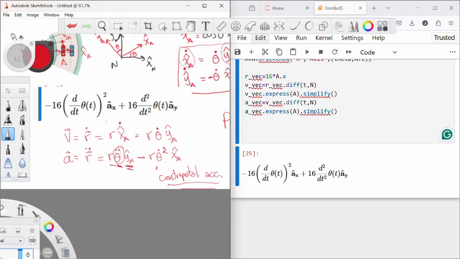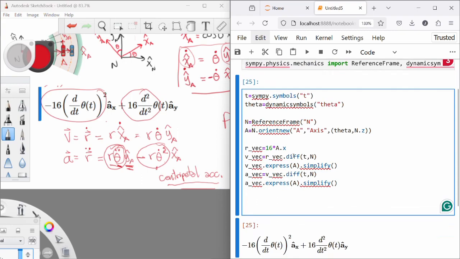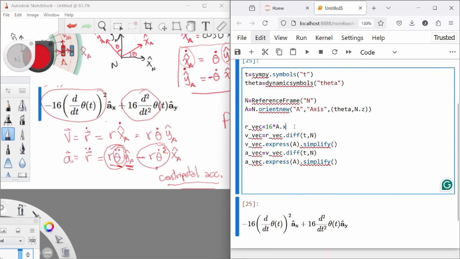We have the centripetal acceleration, and we have the tangential acceleration. And it only took us a few lines of code to create the vector, and then just 2 lines of code to compute the derivative.